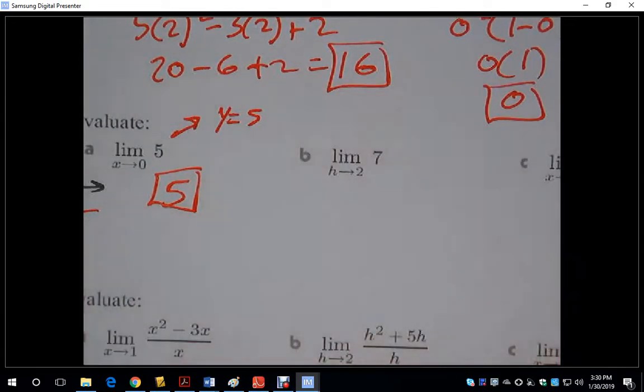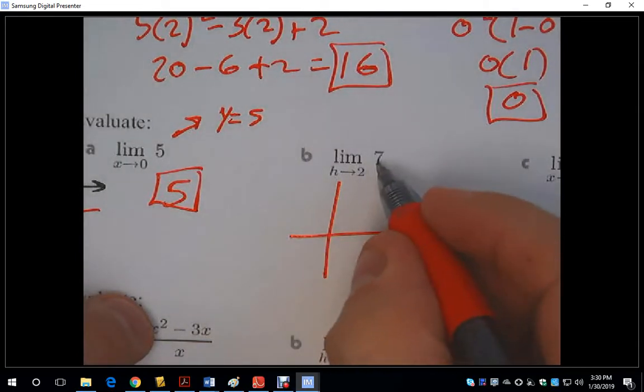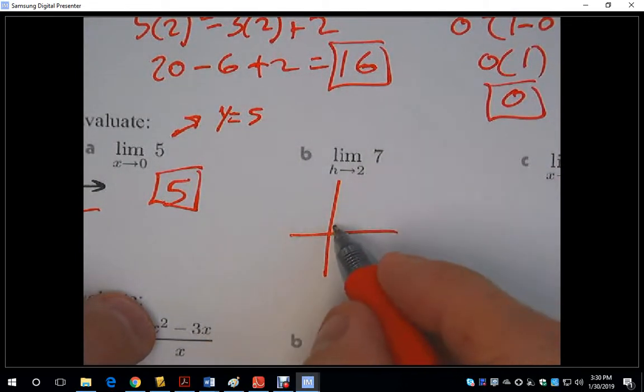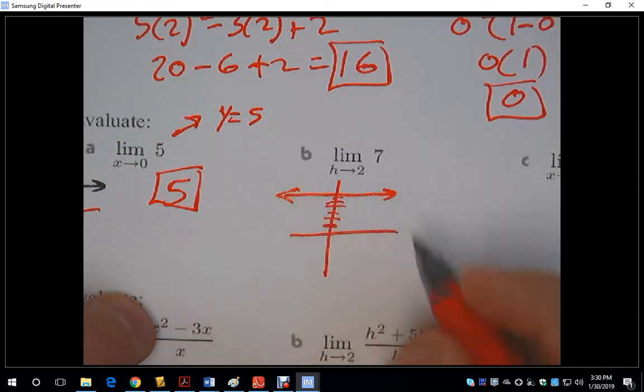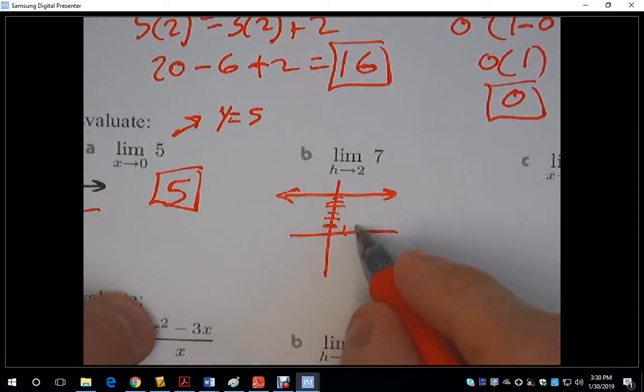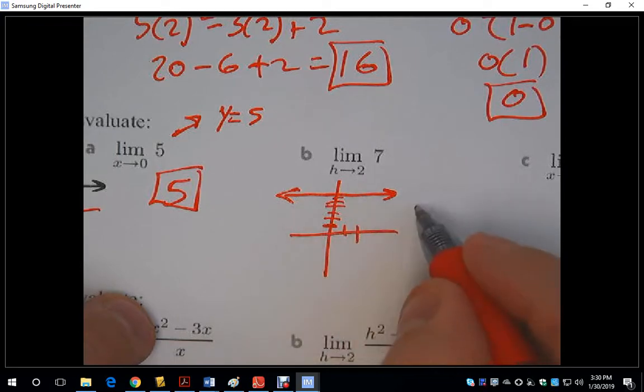Next one, same thing. It looks like a linear horizontal function. So we have 1, 2, 3, 4, 5, 6, 7. So I have this horizontal graph like this. When h approaches 2, y approaches 7. So I get 7.